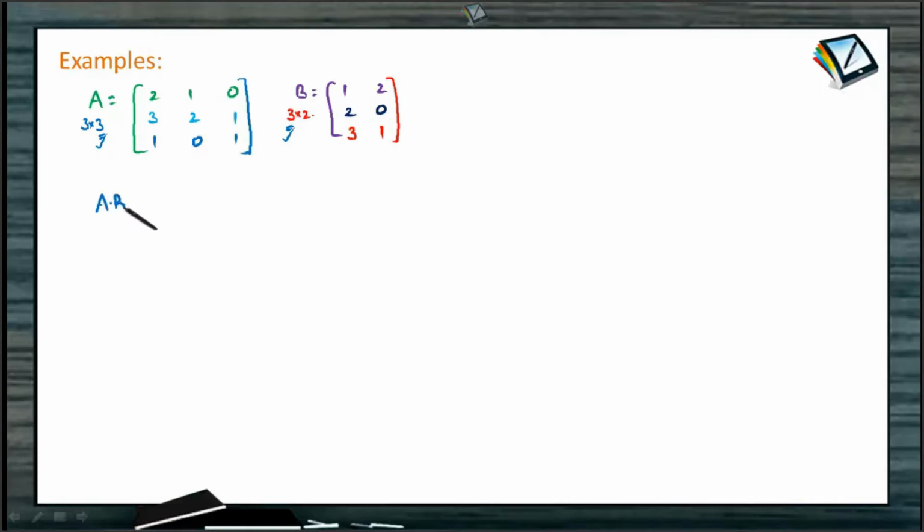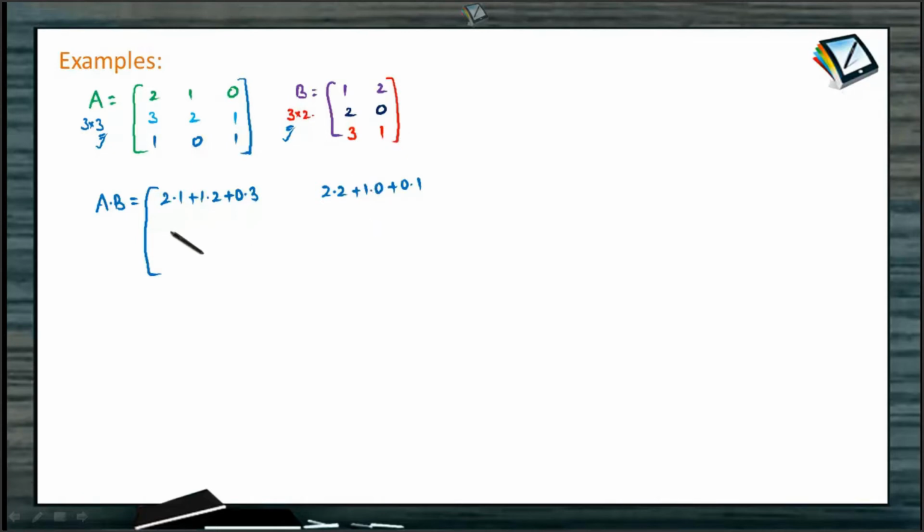So, how will be the product A into B? The first row entries multiplied with the first column entries to get the first element in this. That means it should be 2 into 1 plus 1 into 2 plus 0 into 3. Similarly, how do we get the second entry? It would be the first row, second column entry here. So let us multiply the first row with the second column of B. Then it is 2 into 2 plus 1 into 0 plus 0 into 1. We multiplied the first row of A with the second column of B.